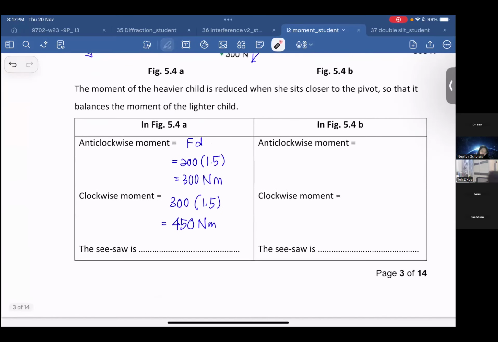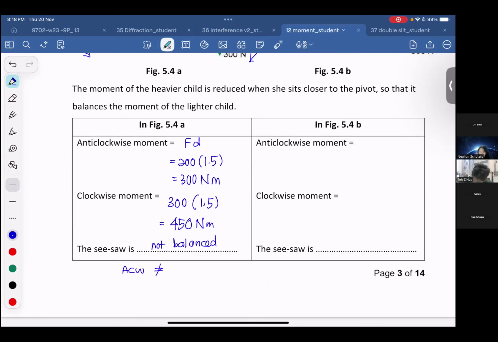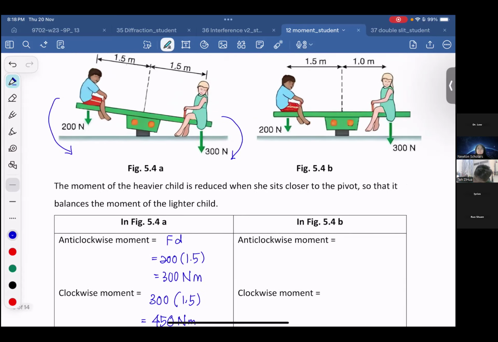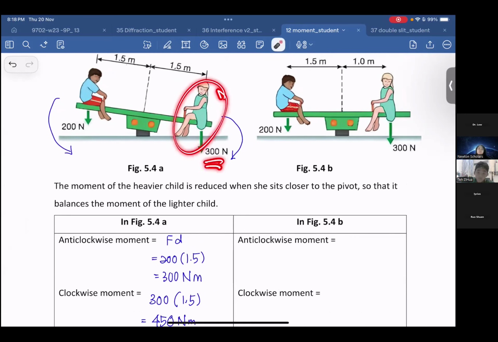So here, this seesaw is not balanced. Not balanced because the anti-clockwise moment does not equal the clockwise moment. So in the second diagram, we adjust a little bit.